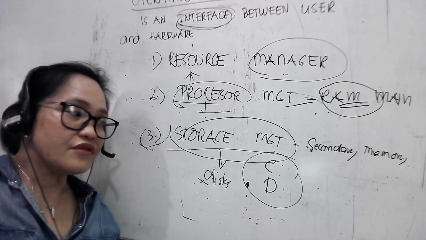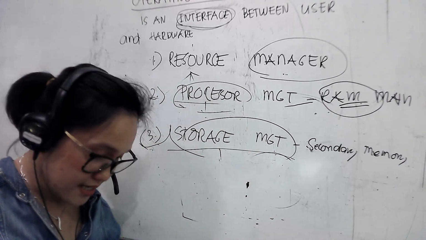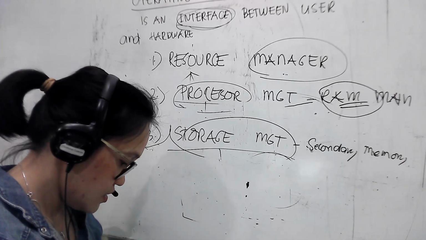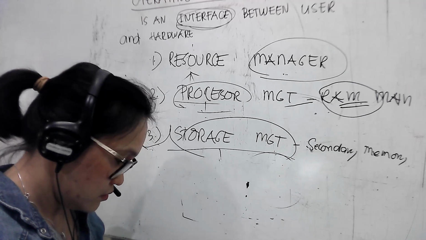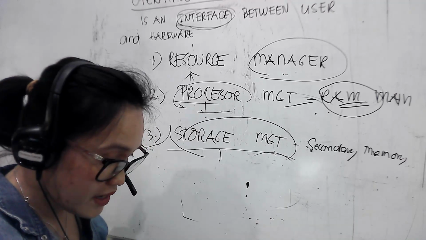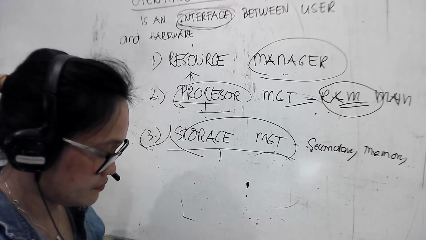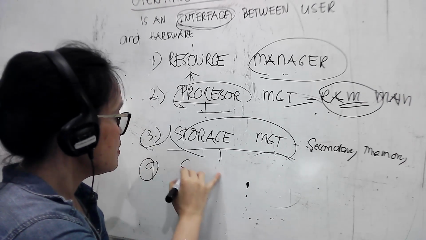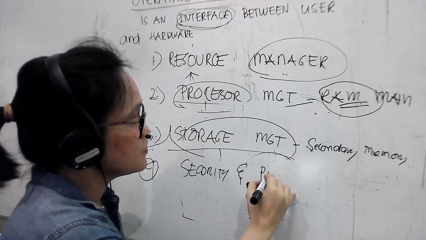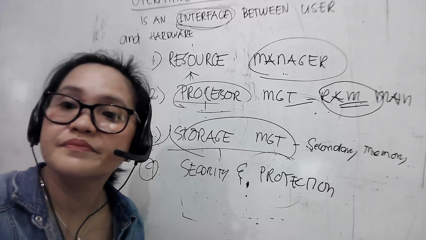Now, another functionality of the OS is security and protection. I think that we only have 4. Process management, wait a minute, and then the last one is number 4, the security and protection. So what is this about?